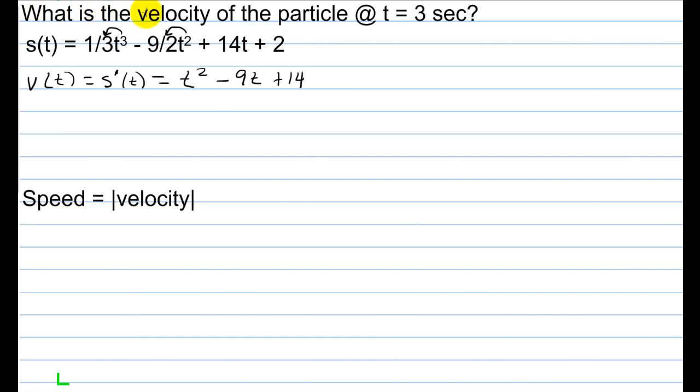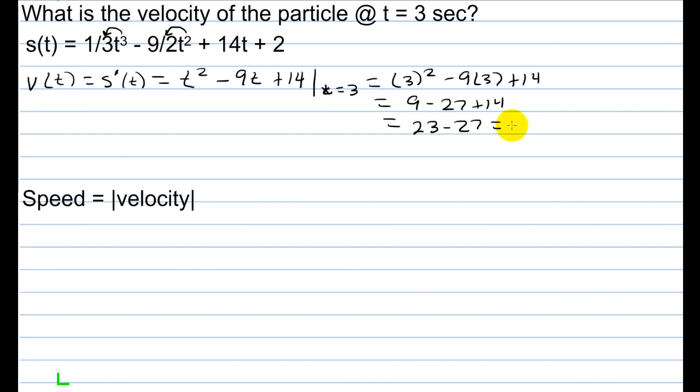Now the question is, what is the velocity of the particle at t equals 3 seconds? Well, now we're going to evaluate this function at t, not x, t equals 3. So we have to plug 3 in. We get 3 squared minus 9 times 3, and then plus 14. So we have 9 minus 27 plus 14. 9 and 14 would be 23. So we really have 23 minus 27, and that's equal to -4 meters, not feet. I was going to write feet. I believe we started with meters per second.